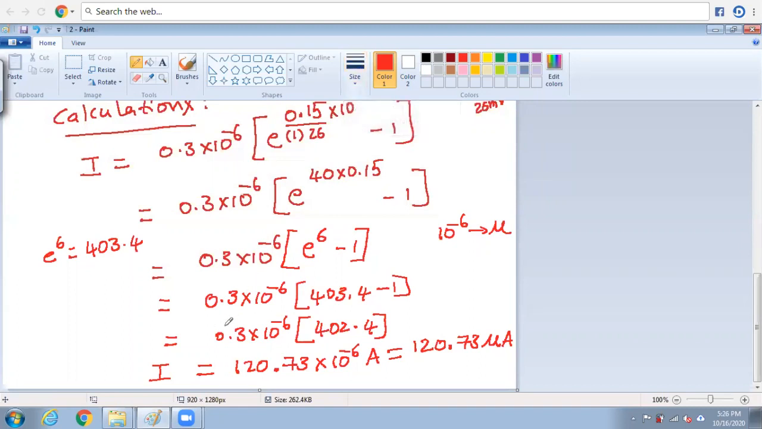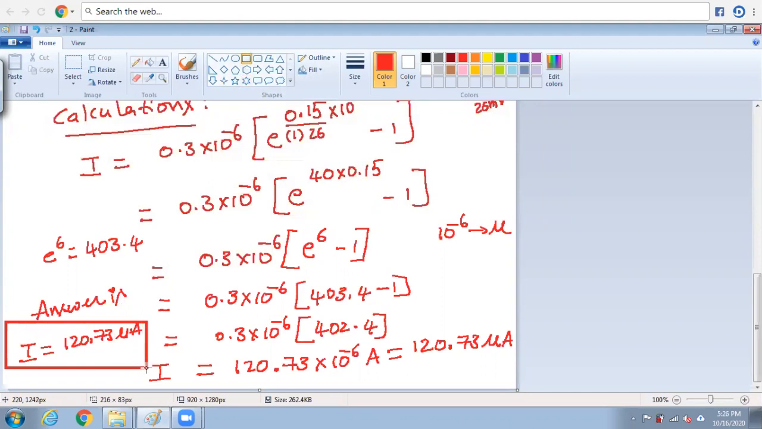Now you have to mention one more heading, Answer. Simply write I equal to 120.73 microamperes. Then you have to draw one block diagram, then it will be very, very effective.